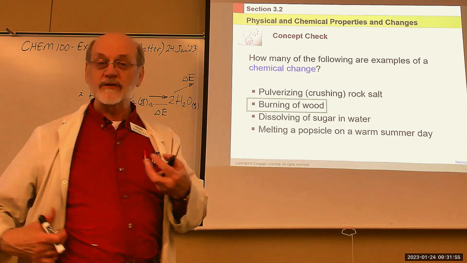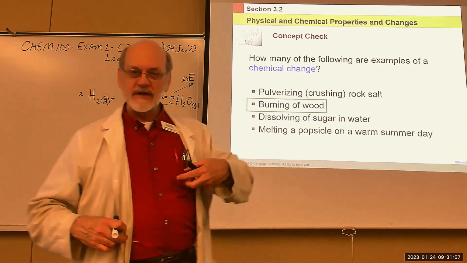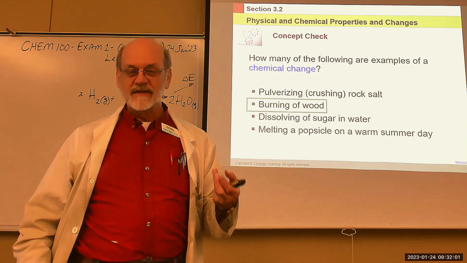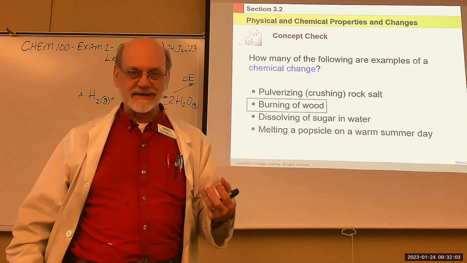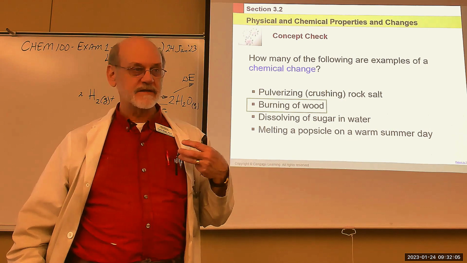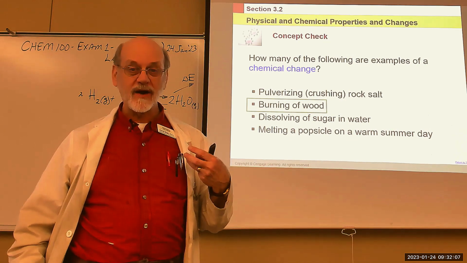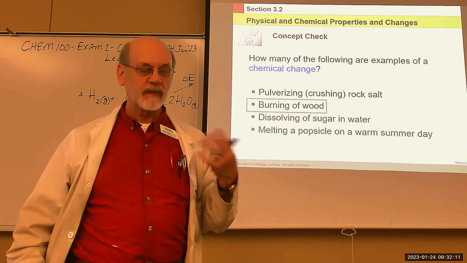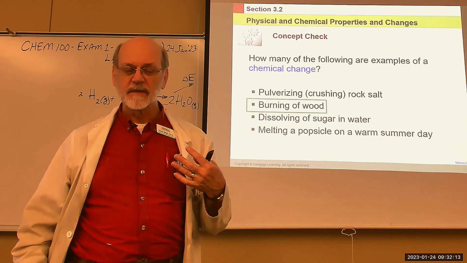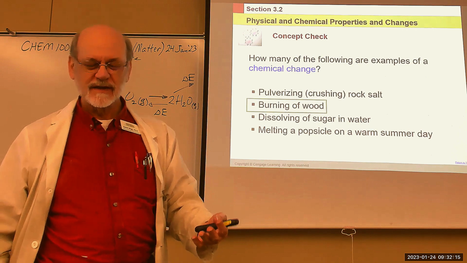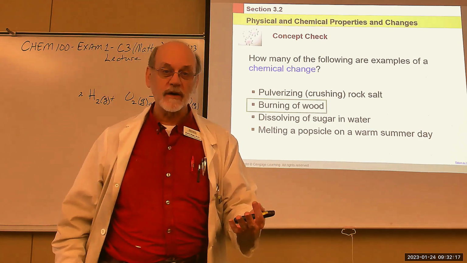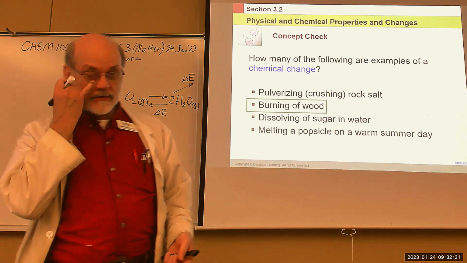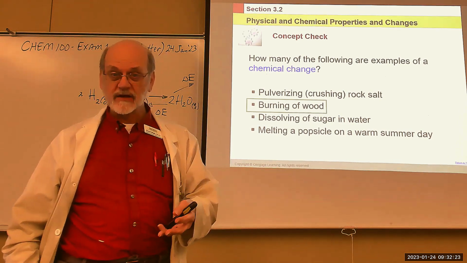Burning of wood. If we ignite wood in a fireplace and burn it, then it undergoes a change in identity. The wood now is reacting with oxygen, producing heat, producing carbon dioxide and water, and some ash. So that burning of wood is a chemical change.